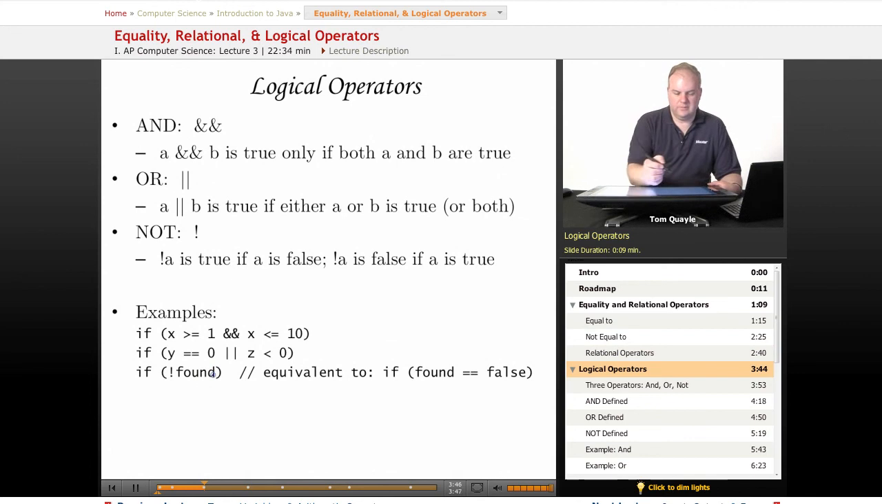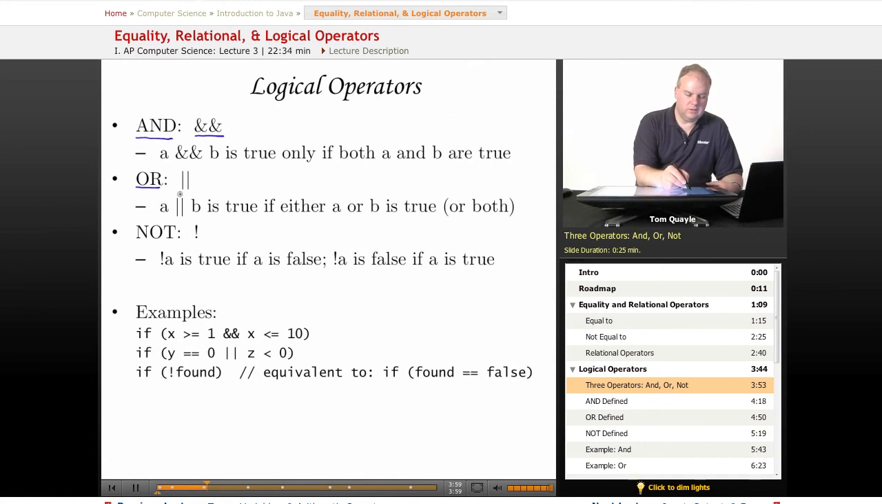Logical operators. Logical operators are operators that deal with Boolean values, and there are three of them. And is two ampersands with no space in between them, or is two vertical bars. Vertical bar is the character that you make when you hold down the shift key and hit the backslash key. And so two of them is or, and then not is a single exclamation point.